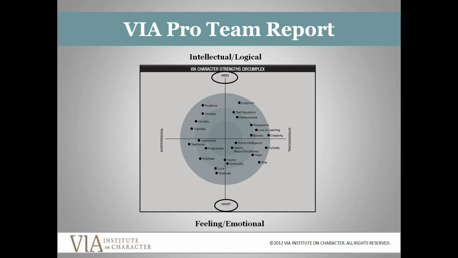Now the second dimension is labeled interpersonal on one end, referring to character strengths that tend to be expressed in the context of relationship or in the course of interacting with others, while the other end is labeled intrapersonal, and these have expression mostly outside of relationships, within oneself.